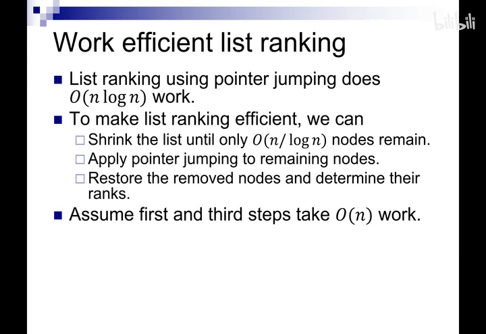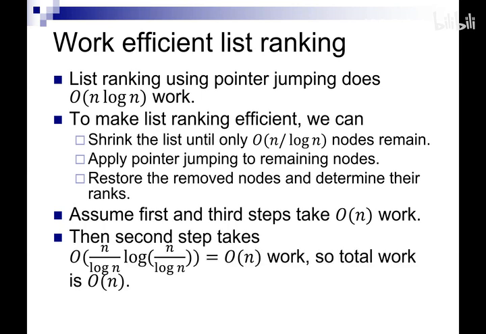All right, so before I show you how we actually do this, let's just look at the work complexity if we manage to do all of these steps. So the total amount of work is going to be that. Now, suppose you can actually shrink the list, and you can restore the nodes that you took out. Suppose you can do both of these in order n time, order n amount of work.